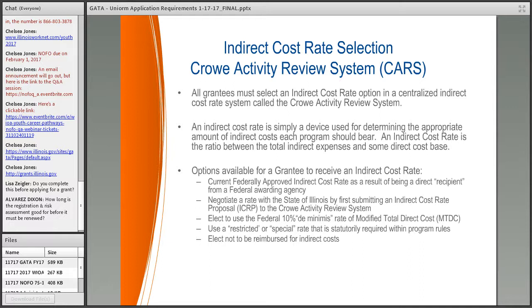The second option is to negotiate a rate with the state of Illinois' indirect cost rate vendor, Crowe Horwath, by submitting an indirect cost rate proposal to the CARS system.